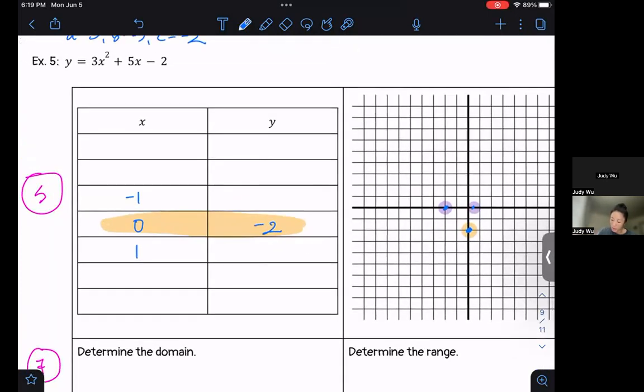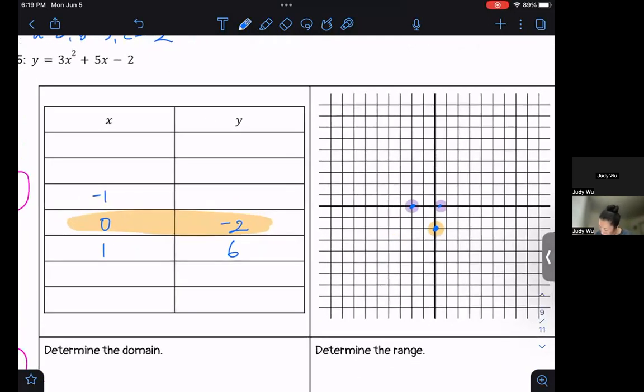So if I plug 1 into here, I get 3 plus 5, which is 8, minus 2, which is 6. And so I can actually plot the point (1, 6): 1, 2, 3, 4, 5, 6. Okay. Now if I plug in negative 1, I get 3 minus 5 minus 2, which is negative 4. And so I can plot that point, (-1, -4). Okay.